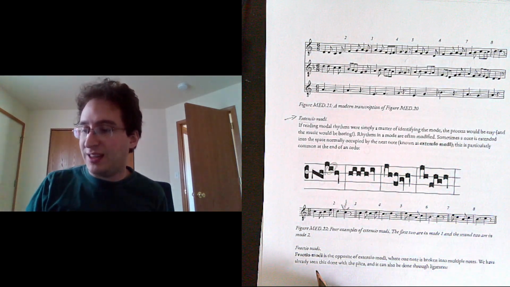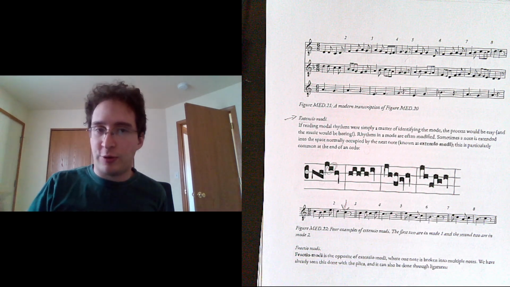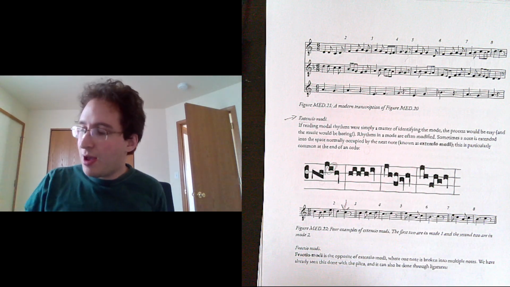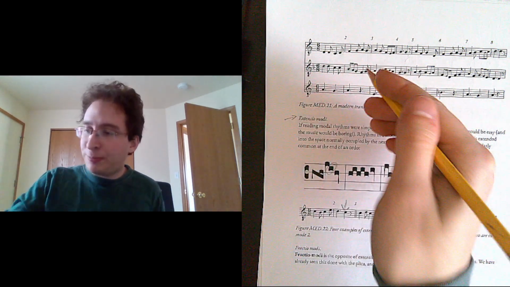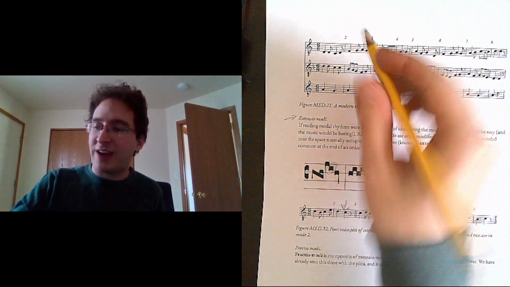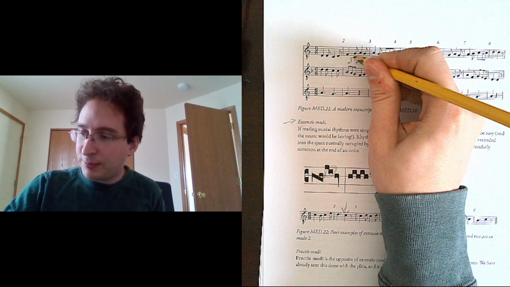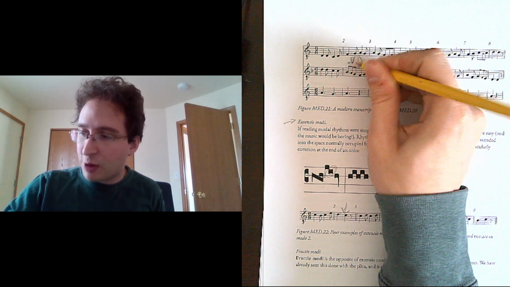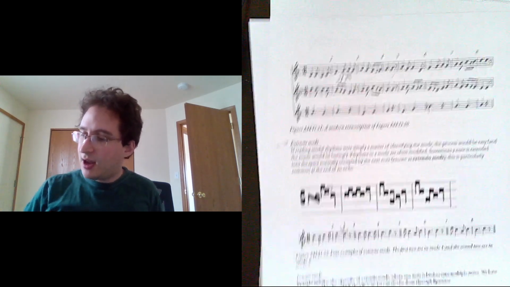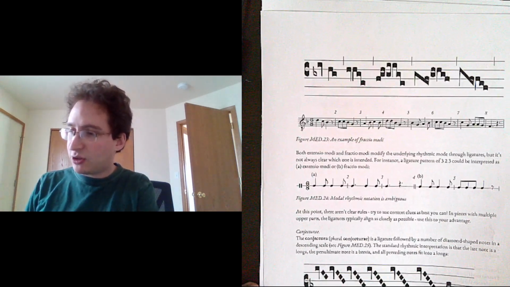Fractio modi would be the opposite. We're breaking the mode or turning into a fraction. We're making it smaller. The plica does this. That's one way to express fractio modi, where normally this would be a quarter and an eighth, but adding the plica turns it into 3/8. We've broken this quarter into 2/8. This can also be done with ligatures.